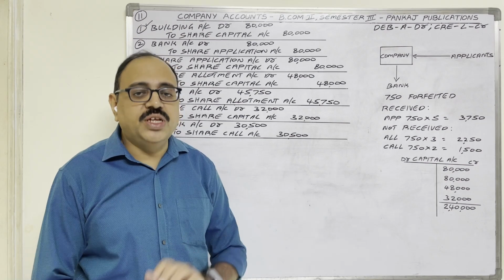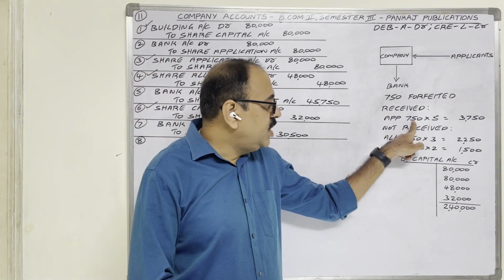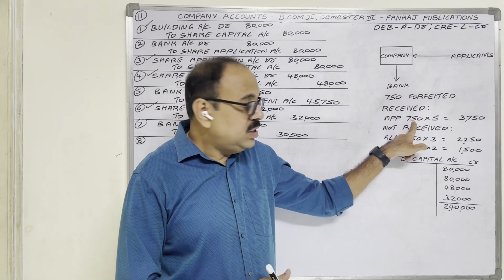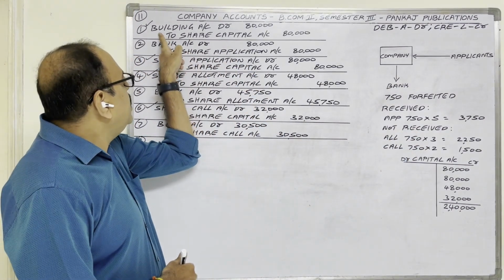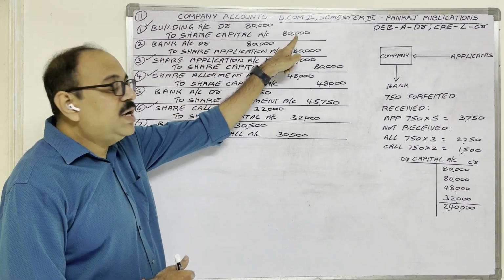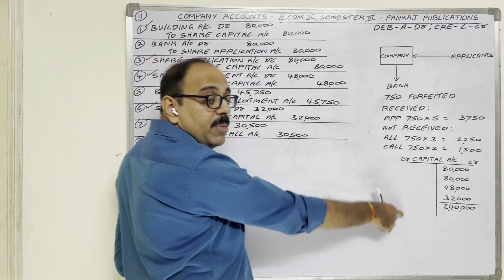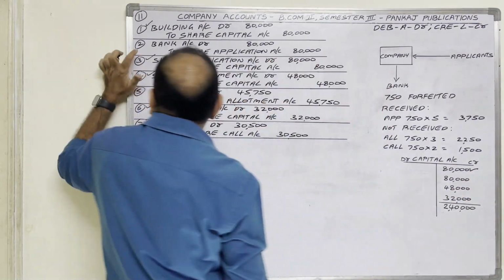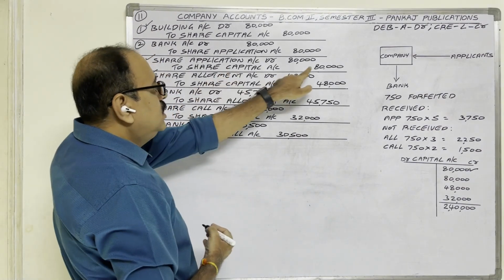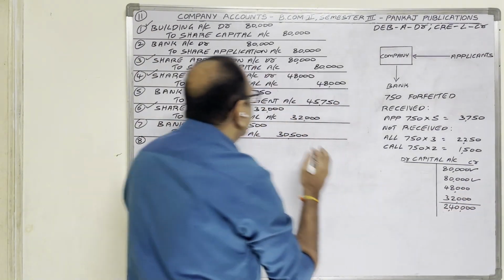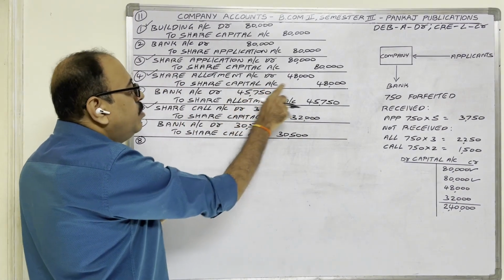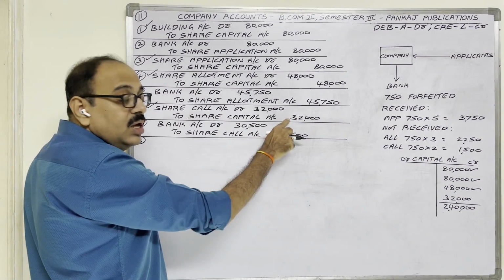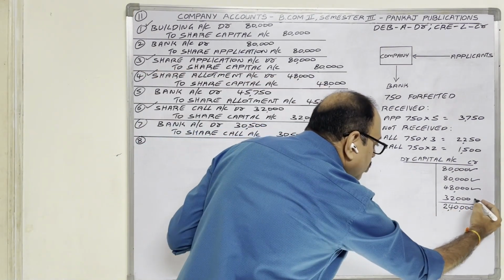Next entry is for forfeiture. On 750 shares, only application money came. Company forfeited those shares. See, in first entry, share capital account is credited with 80,000. So roughly I am showing capital account here. Capital account is credited with 80,000. In third entry, capital account is credited with 80,000. Again, in fourth entry, capital account is credited with 48,000. Next, in sixth entry, capital account is credited with 32,000.